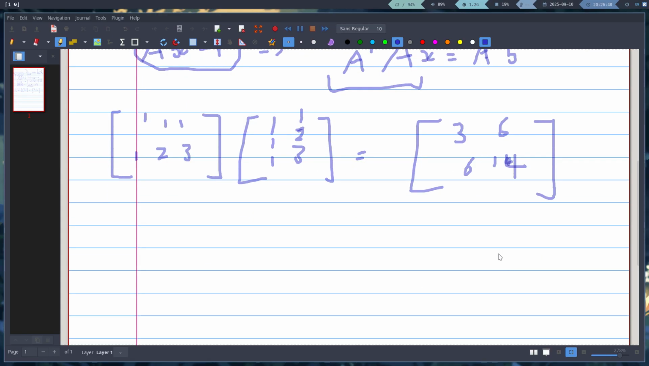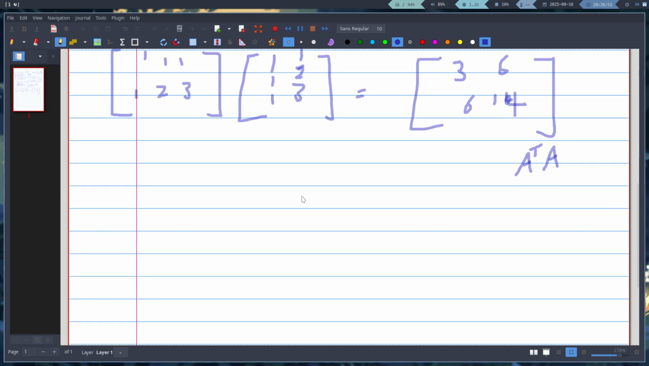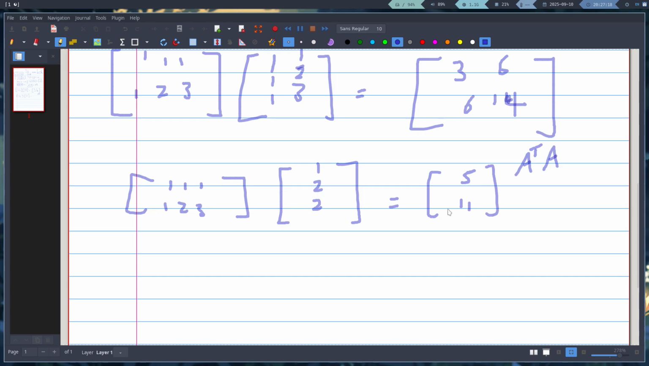So now we can find a solution. It's fairly straightforward. This is A transpose A, and we have to find A transpose b now. So A transpose b on your right-hand side would just be 1, 1, 1, 1, 2, 3 times b. It's fairly simple. This is why I didn't bother at all, because the video was getting too long. And here you're just going to get, I think, 5 and 11? Yeah, I believe so, it's 5 and 11. And so this is A transpose b.